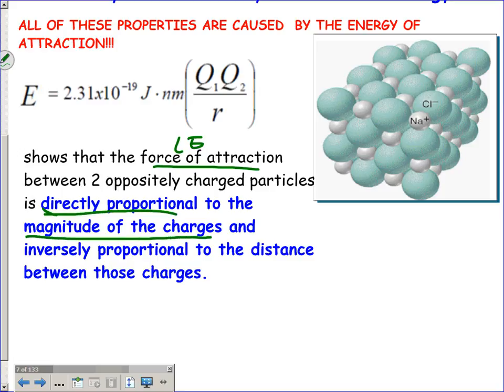Okay, so that's, what does directly proportional mean? As one increases, the other increases. And then inversely, so what's that mean? As one increases, the other decreases, inversely proportional to the size or the distance between those atoms. So that's a textbook definition basically of ionic attraction related to lattice energy and the strength of that structure.